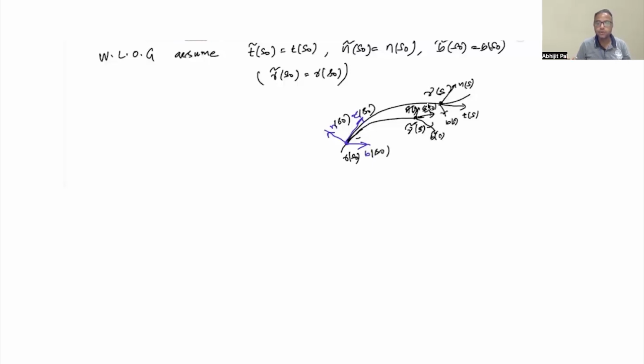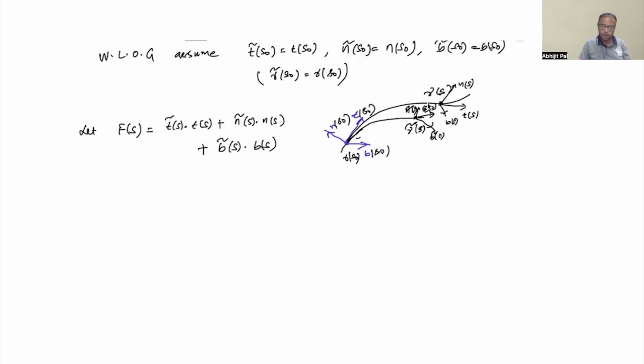Next, what I'll show is that T of s is equal to T tilde of s, N of s is equal to N tilde of s, and B of s is equal to B tilde of s. In order to do that, let us take this function. We have to apply a trick. Let F of s be equal to T tilde of s dot product with T of s, plus N tilde of s dot product with N of s, plus B tilde of s dot product with B of s.